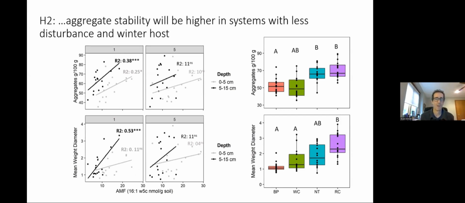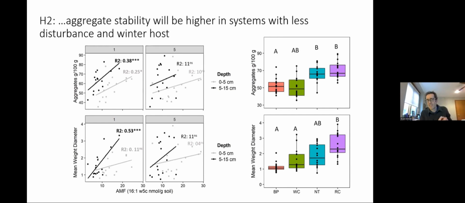If we're looking for whether or not the abundance of AMF themselves are associated with these factors, if we try to correlate this biomarker with aggregate stability, we do see a relationship between the two, but we primarily see that at the beginning of the season. So the graphs on the left are correlations of aggregate stability and AMF abundance at that first harvest, and the ones on the right at the last harvest. And it's at that first harvest where we see the correlation.